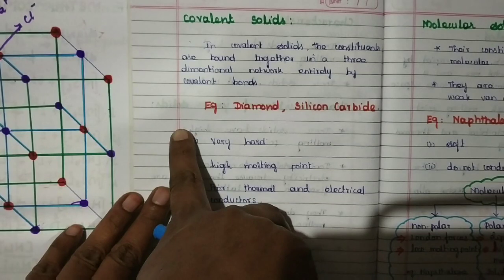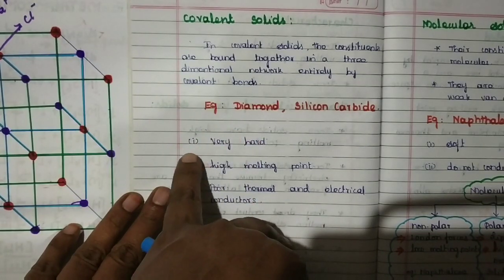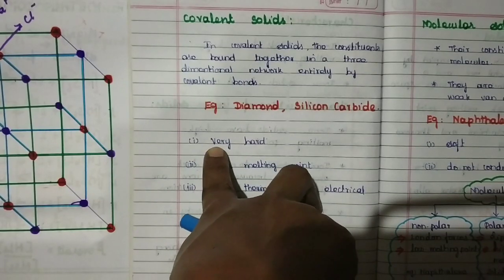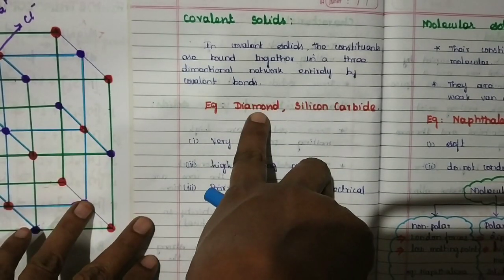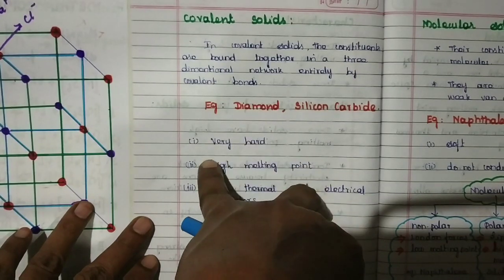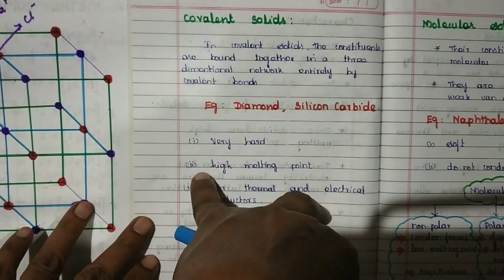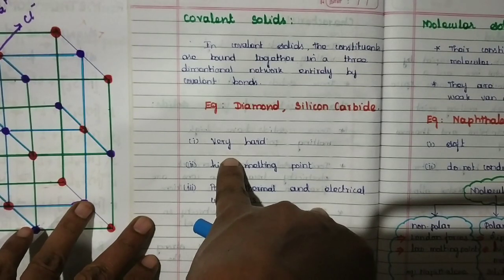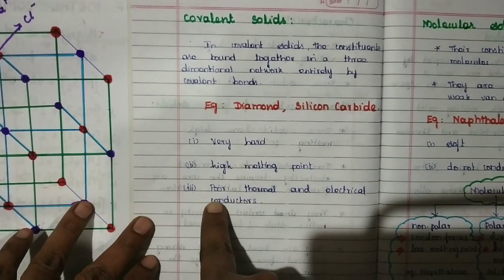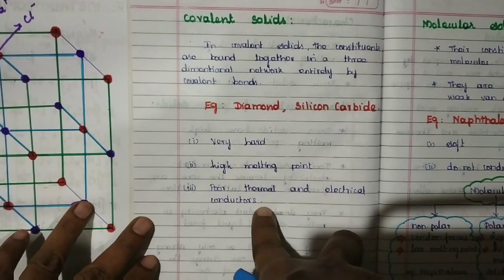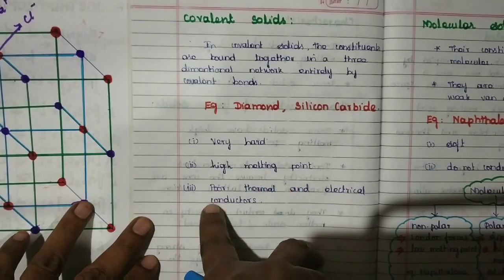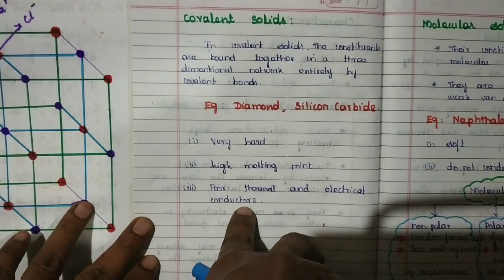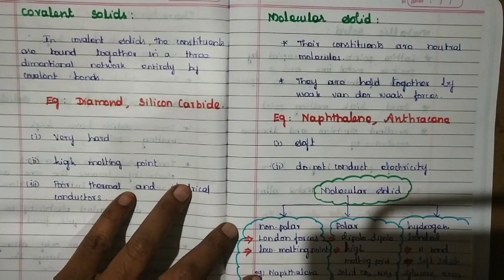Next, the characteristics of covalent solids. First, they are very hard, for example diamond. Next, they have a high melting point, and they are poor thermal and electrical conductors. This is the covalent solid.